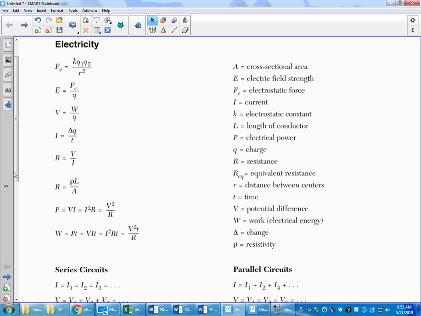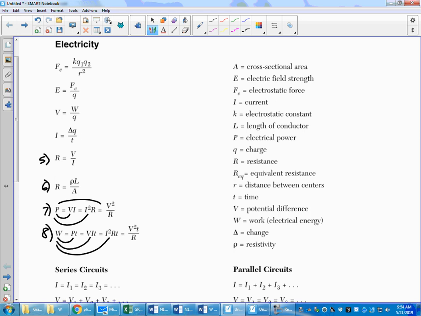We're primarily going to focus on equations 5, 6, 7, 8 down here. Notice 7 and 8 are multi-equations. Essentially, you can use these as P equals VI, P equals I squared R, P equals V squared over R. You also, for the work energy equation, W is PT, W is VIT, W is I squared RT, W is V squared T over R.